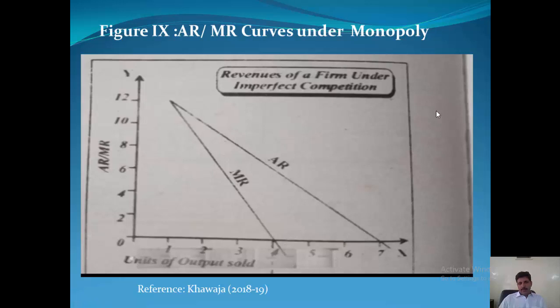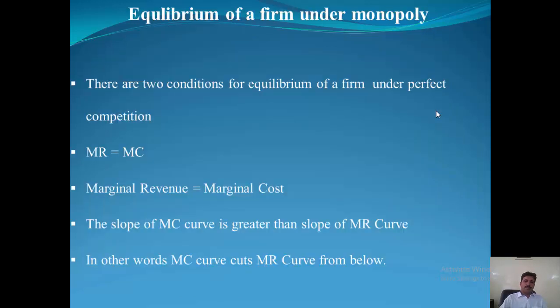For the next unit, the revenue is reduced, so it is minus 4, minus 8, and so on. If we draw the curves on the graph, we will see that both the curves are downward sloping in the case of monopoly. We see the marginal revenue curve and average revenue curve downward sloping, and here the average revenue curve is above the marginal revenue curve. And dear students, you know that the average revenue curve is actually the demand curve for that particular firm.